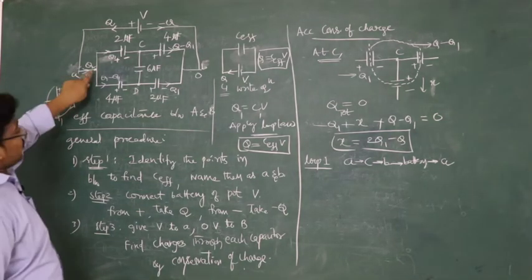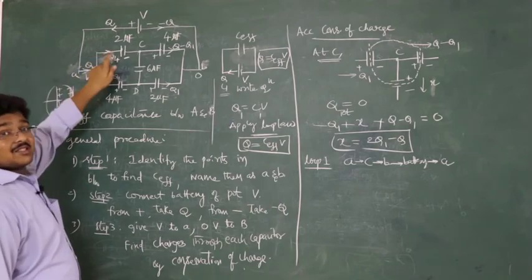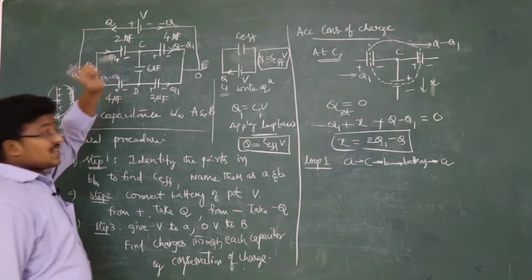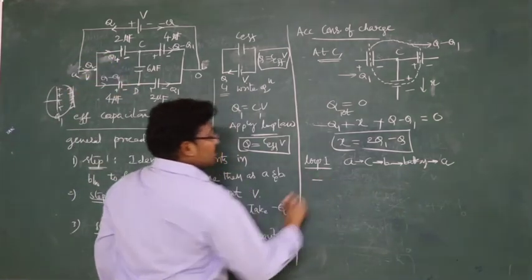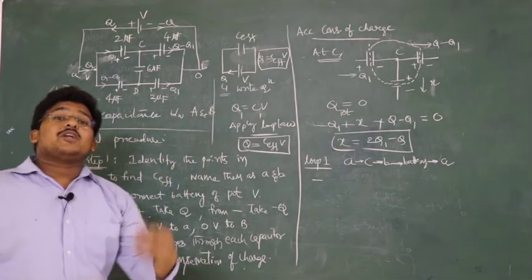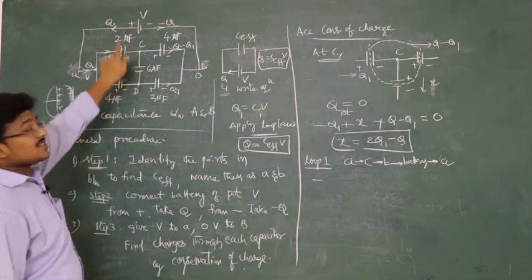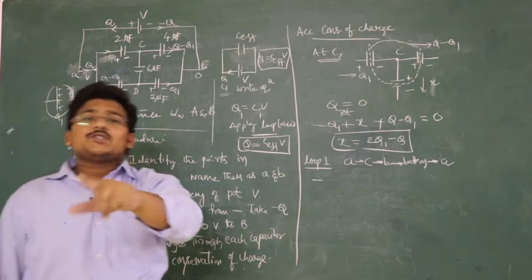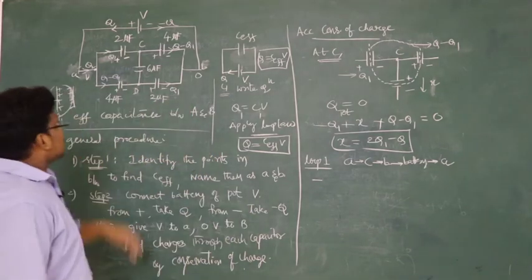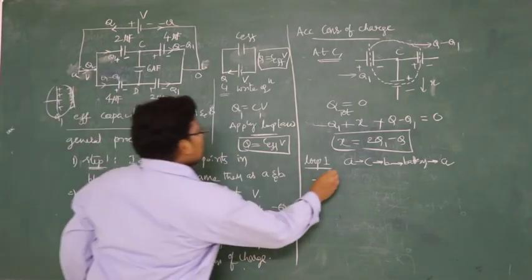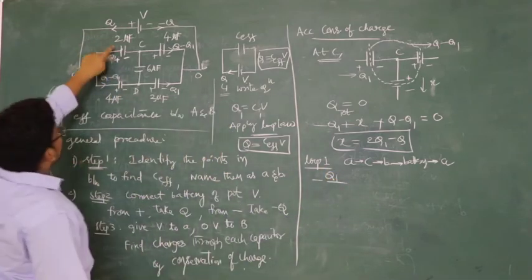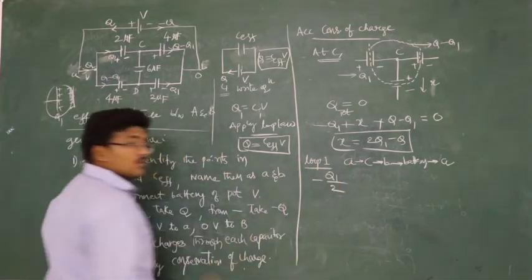Now start from this point. The first one coming is the capacitor. We are going from plus to minus, which means drop. When you go from plus to minus, take the voltage as dropped. Sir, what is the voltage here? You know the formula Q is equal to CV, V is equal to Q by C. So Q upon, what is the Q? Q1 upon, what is the C value? 2. So Q1 by 2.